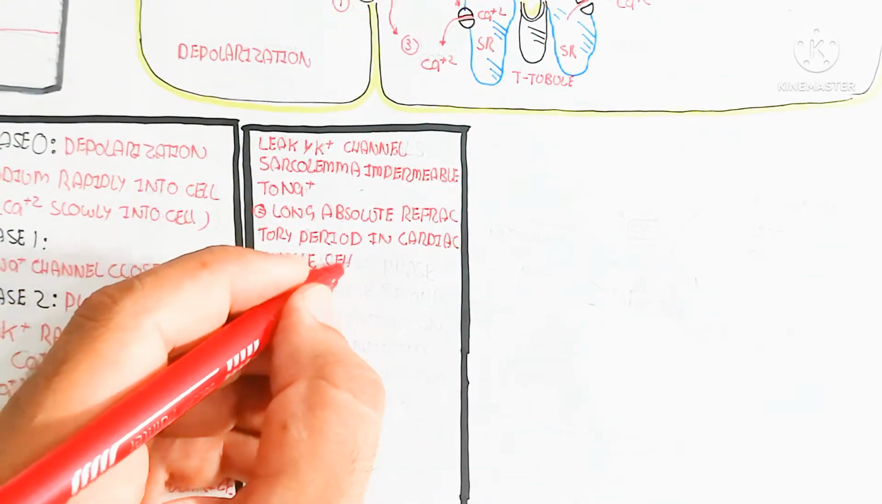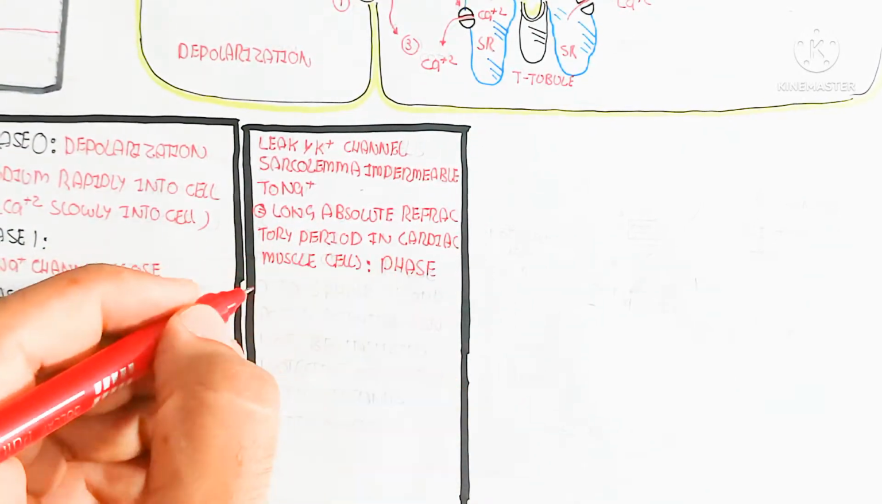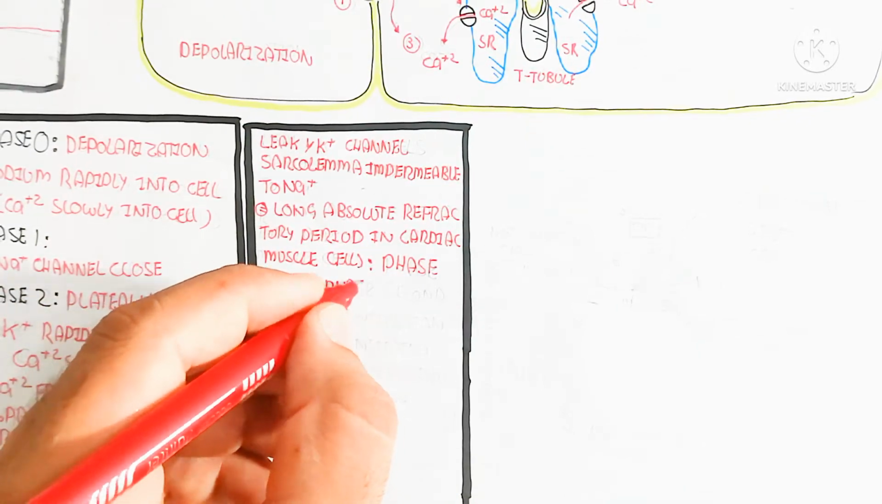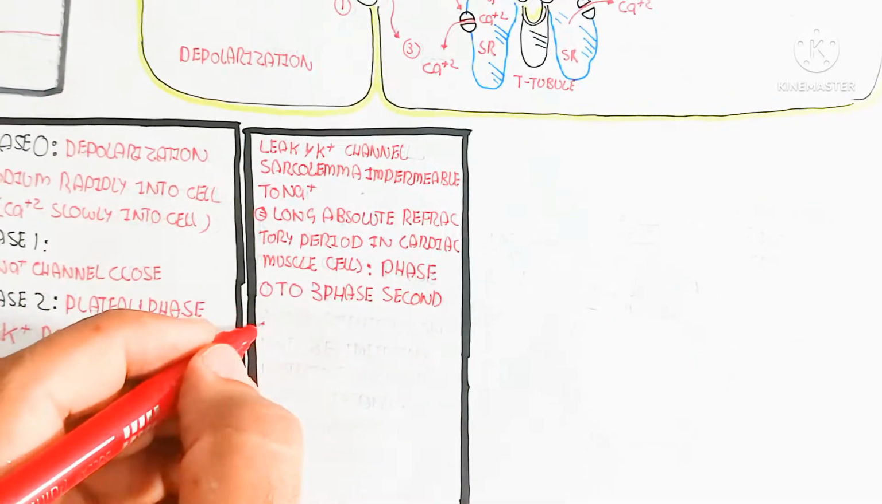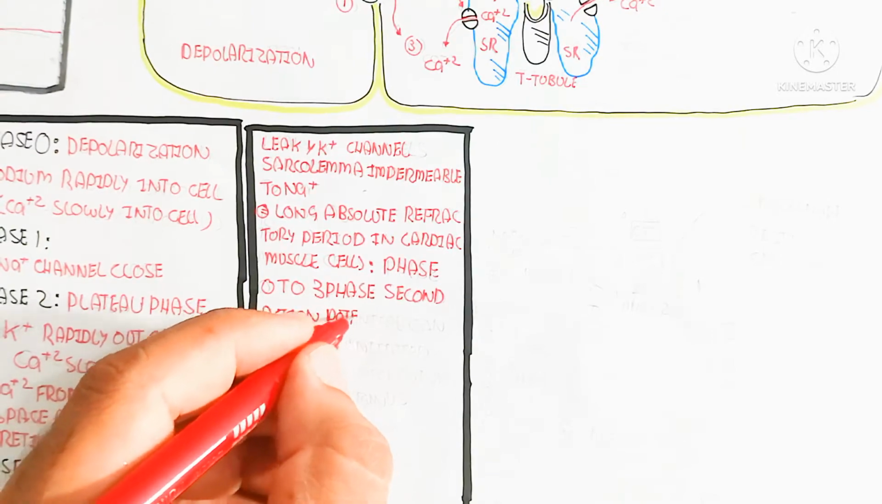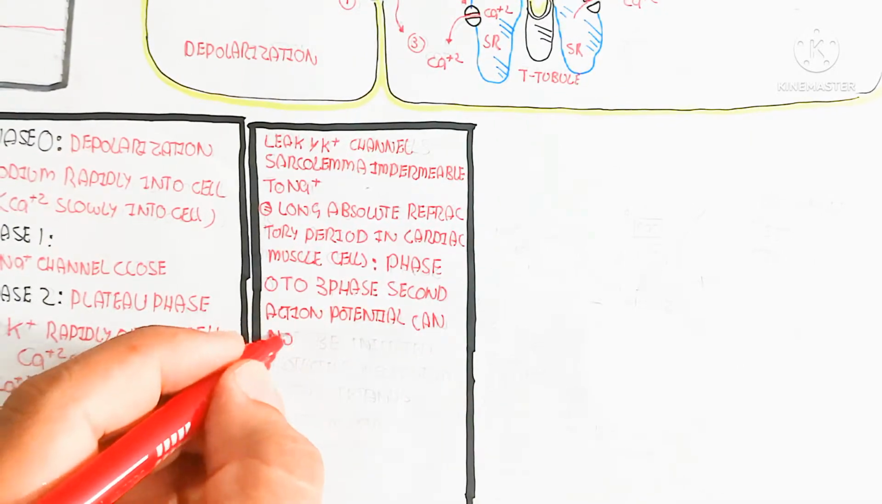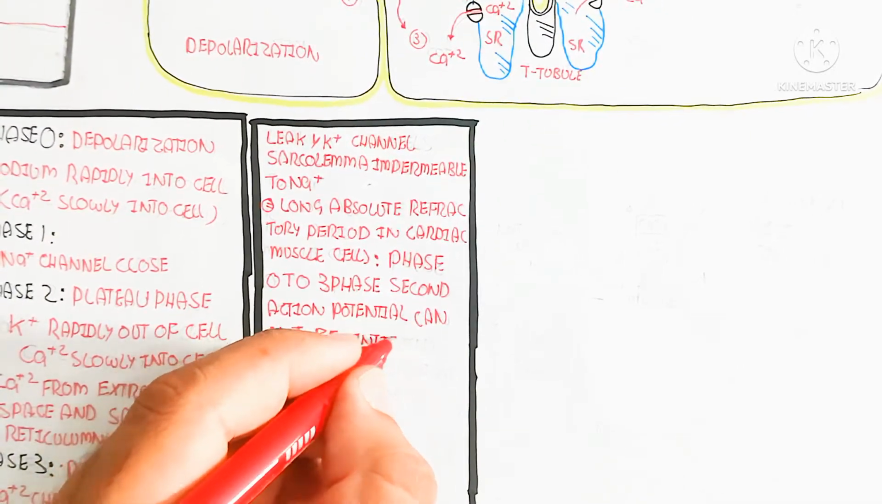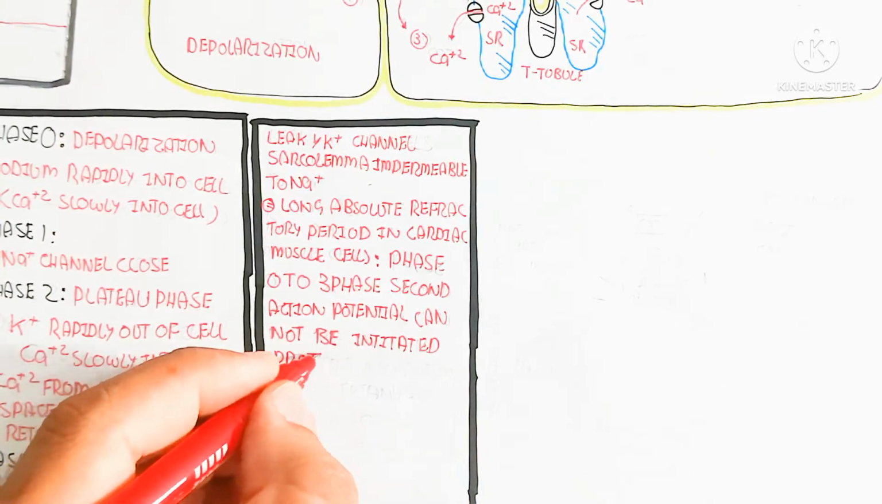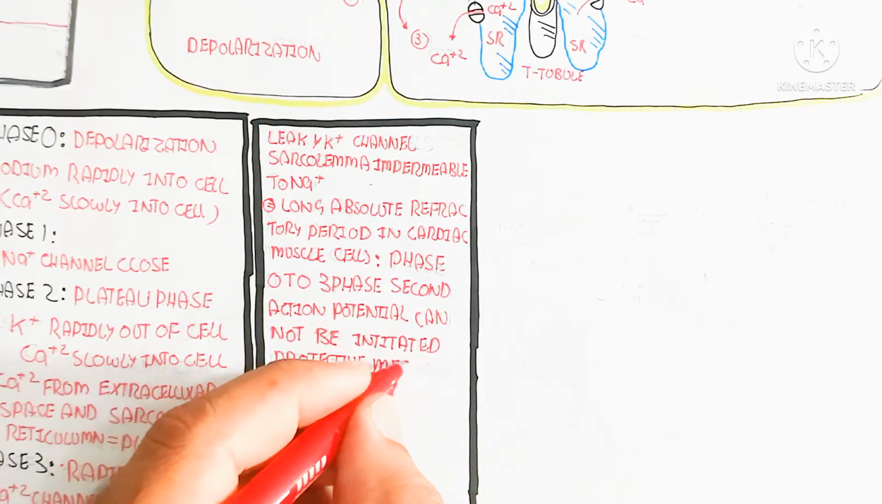So the long absolute refractory period in cardiac muscle cell is due to phase 0 to phase 3. A second action potential cannot be initiated, a protective mechanism against tetanus. So that is the state of maximal contraction.